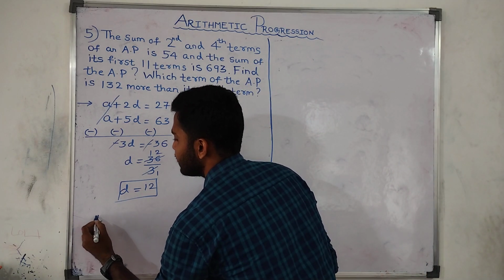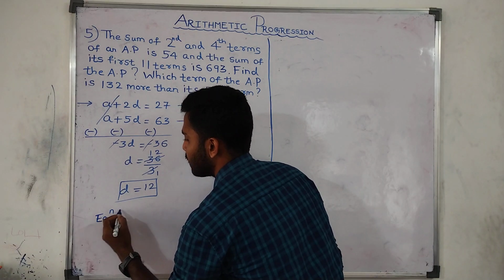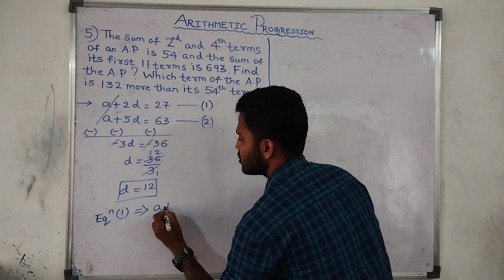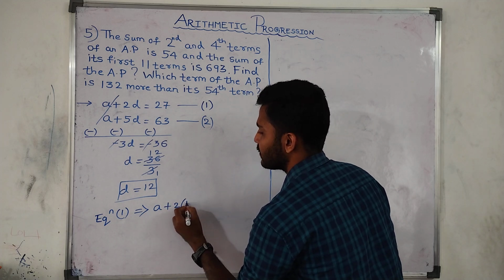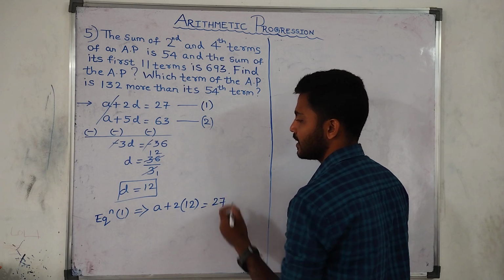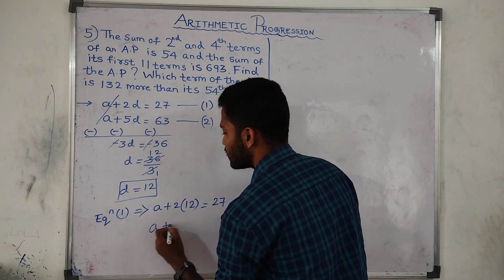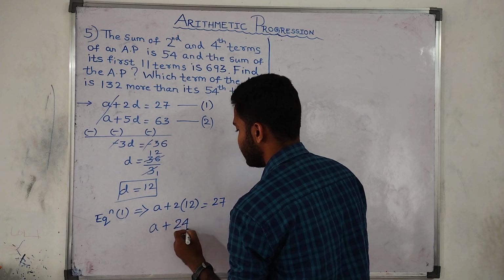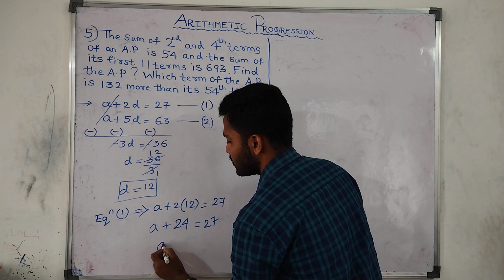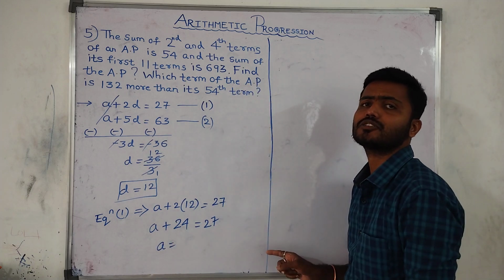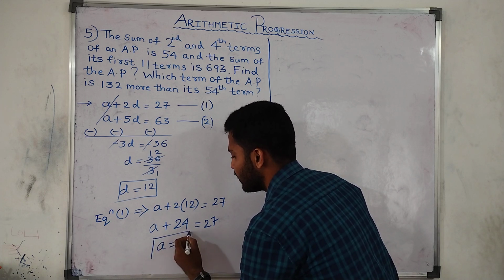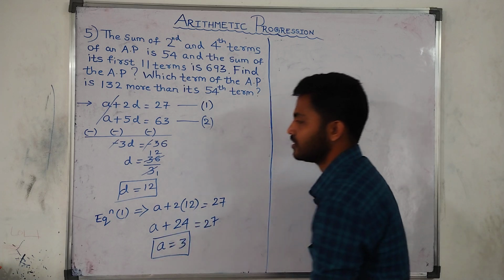So what happens to equation 1? So a plus 2 into d, d is 12, is equal to 27. So a plus 2 into 12 is how much? 24. Very good. So a is going to be equal to 27 minus 24. It's going to be 0. So we got the value of a to be equal to.